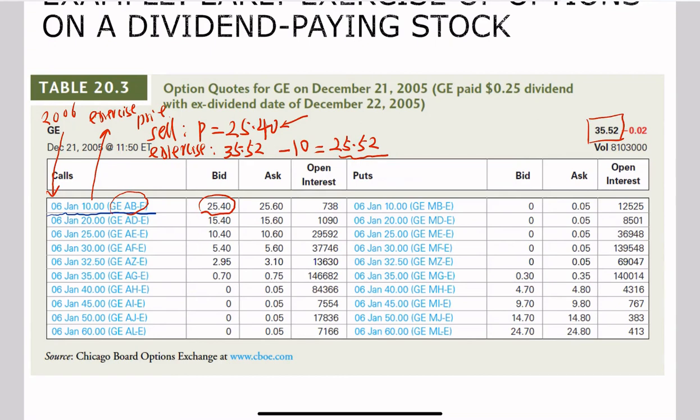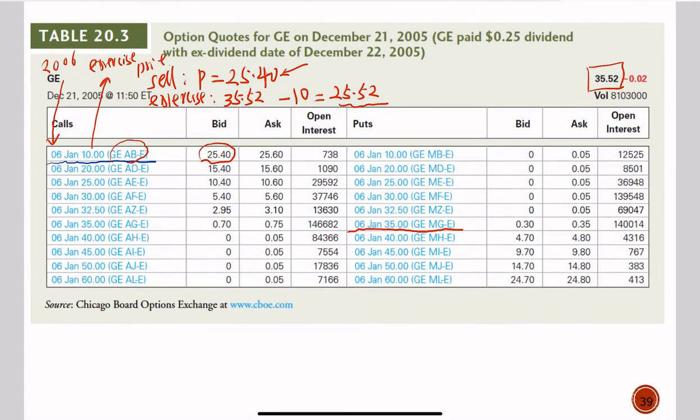Okay, now let's pick a different one. Let's pick this one. It's a put. Let's say you wanted to exercise early. If you sell this put, well, this is easy. Your payoff from selling the put would be the bid price, so it's 0.3. Now, if you exercise, since it's a put, you will sell at the exercise price. So it's 35, this is your exercise price minus the market price.